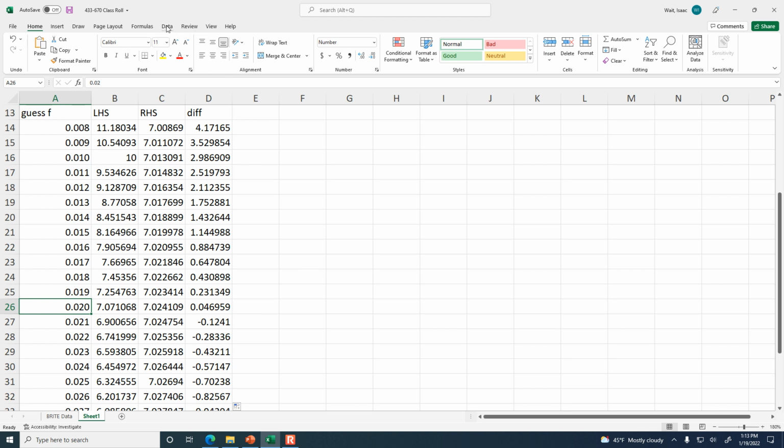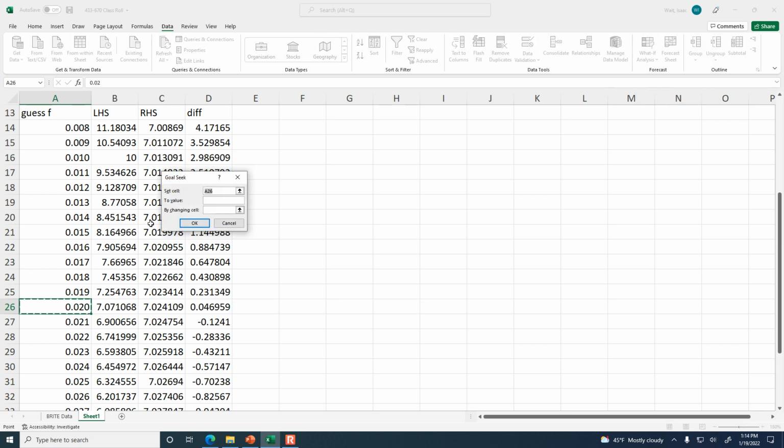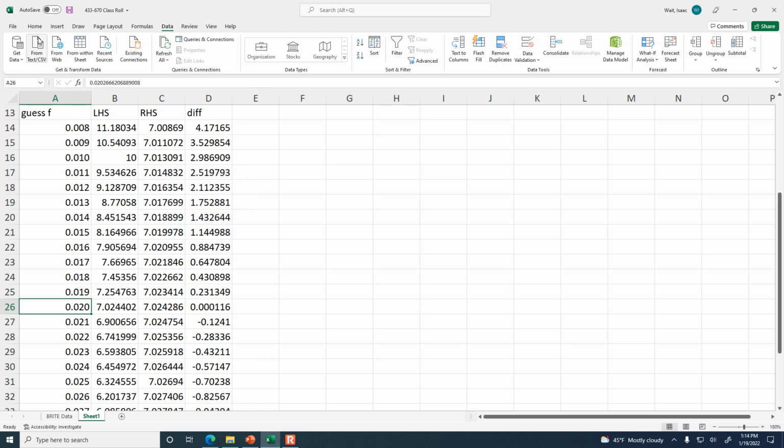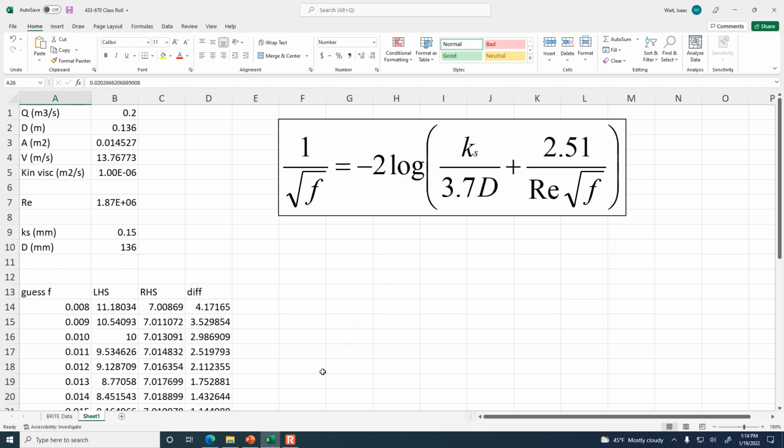You're thinking, what if we say data, what-if analysis, goal seek, and you're saying okay, so we want to set that to 0 by changing the f value. And then that's going to tune us in just that little bit extra to get the perfect f value. And we could show more digits here to see that it's exactly 0.02027 is the f value that applies here. So that's the Colebrook equation to find the f value.